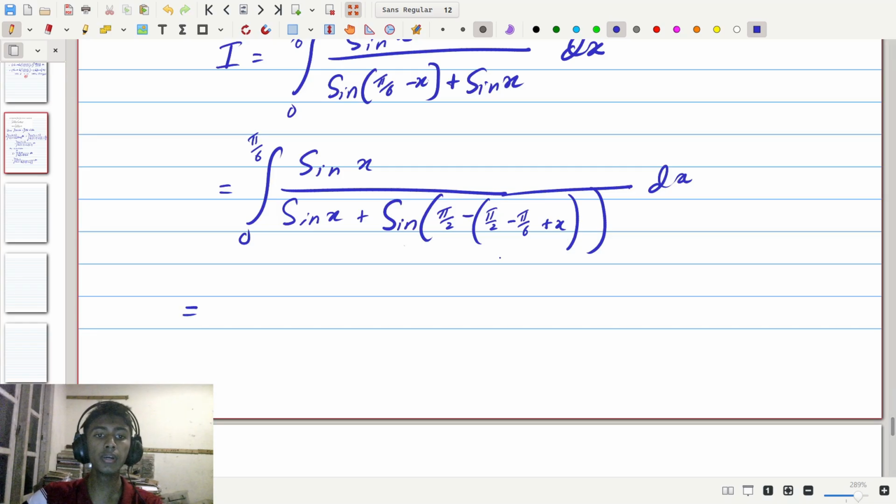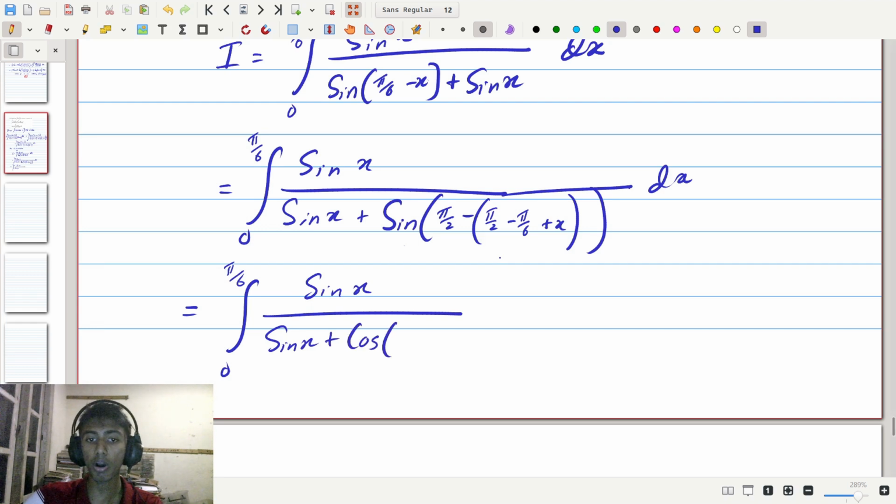So therefore, this is equal to the integral from 0 to pi by 6 of the sine of x divided by the sine of x plus, now if you consider what we have, the cosine of the angle on the inside with respect to x, and the angle on the inside here is pi by 2 minus pi by 6 plus x, and as we know, pi by 2 minus pi by 6 is pi by 3. So we have pi by 3 plus x, which I'm going to write as x plus pi by 3.